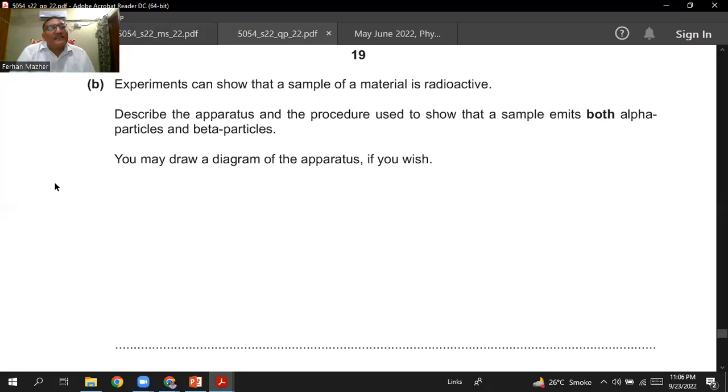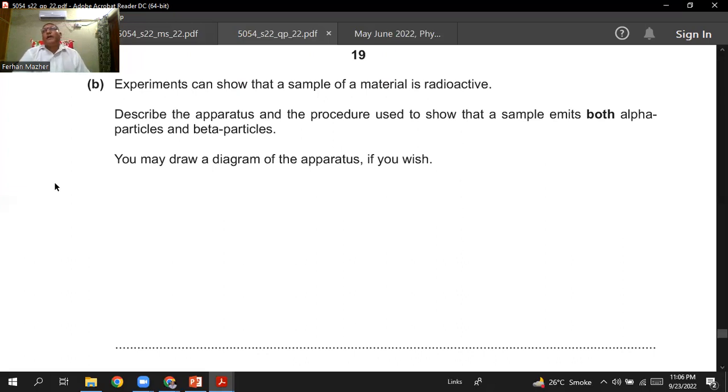Then you will place a paper between the GM tube and the sample, and you will observe that the reading will drop. There will be a decrease in the reading, which means that some of the radiation cannot penetrate through the paper. So that shows that alpha particles were present. And because the count rate has not dropped to the background, it means that it also has some other radiations.